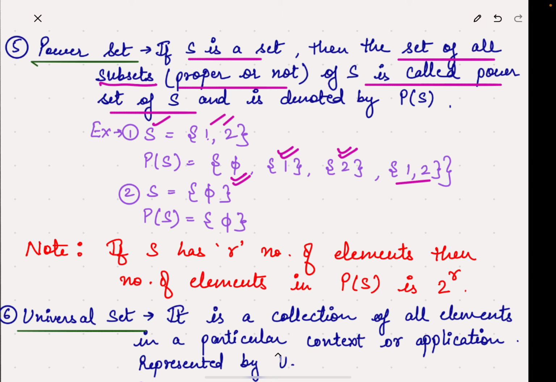Here we see that n equals 2 because there are 2 elements in the set, so the power set will contain 2 to the power n elements. Here if n is 2, then 2 to the power 2 is 4. We can see 1, 2, 3 and 4, so 4 elements are there in the power set. If the set is a null set, then the power set is also a null set for that particular case.